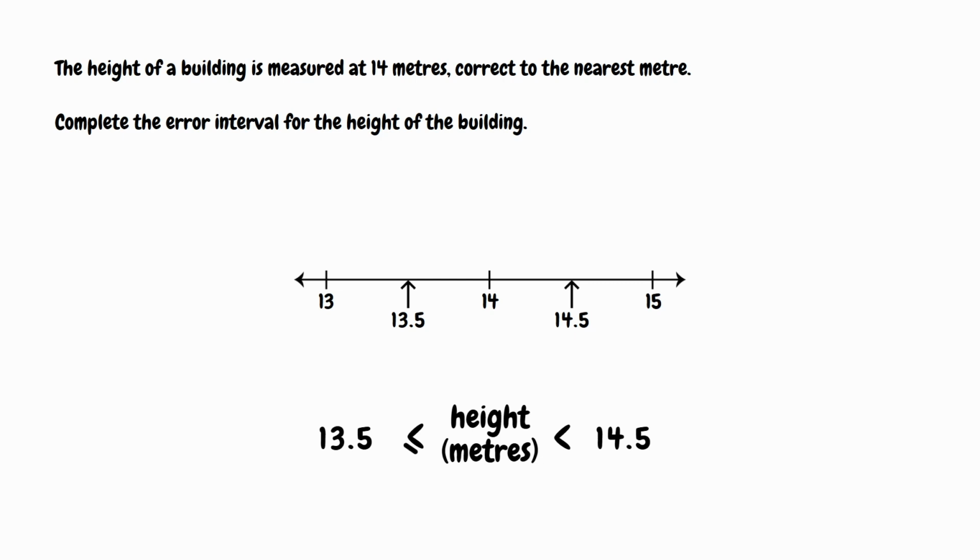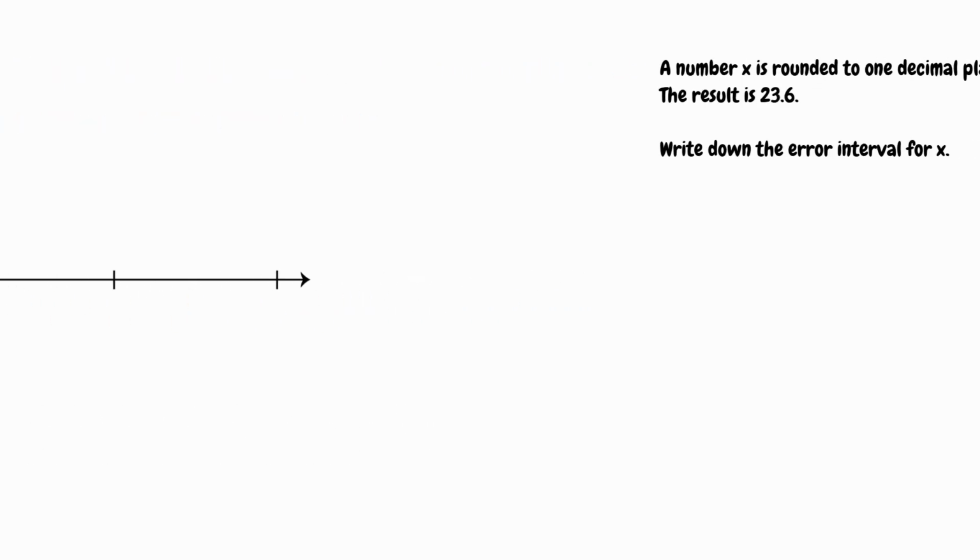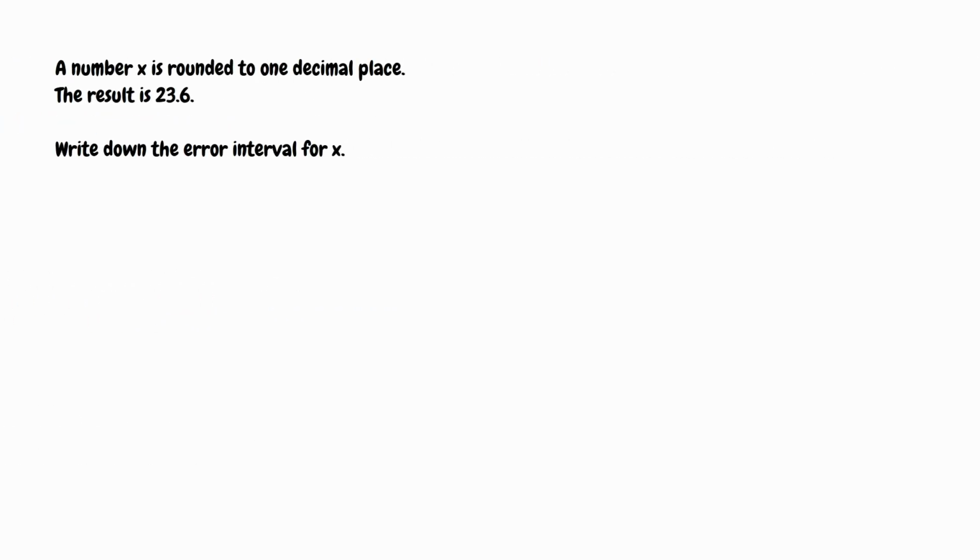So now we're going to take a look at an example where we're rounding to decimal places. So for this question, we have a number x is rounded to 1 decimal place. The result is 23.6. We need to write down the error interval for x. So I'm going to set this question up in exactly the same way. I'm going to start with my number line, and I'm going to put the value I was given in the centre.